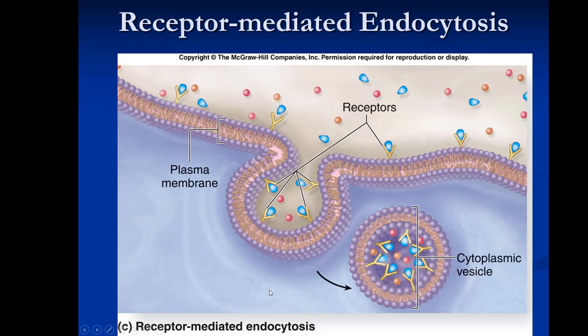Then this other example of receptor-mediated endocytosis, it's very similar to pinocytosis in that it brings things into the cell. However, it's more specific. If you look at the surface of the cell membrane, there are these little yellow things. These are receptors, and they're very specific. If you look closely, these receptors are only attaching to the blue particles. They're not specific for anything else. And so those receptors allow the cell to get things in in a very specific manner. So out of all of these, the most specific mechanism of getting things into the cell is receptor-mediated endocytosis.